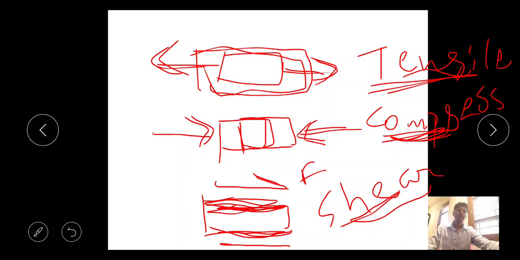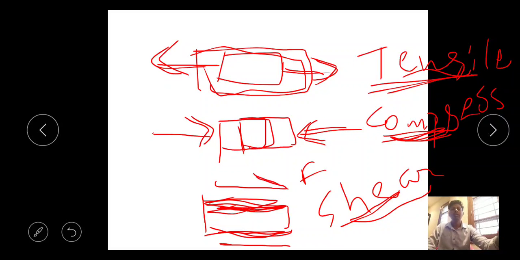These are the basic things, because whenever you are studying problems, it will be given, for example, the tensile stress is 400 Newton per meter square. So you should understand what is meant by tensile, what is meant by compressive, and what is meant by shear stress. These are the basic things we have studied.